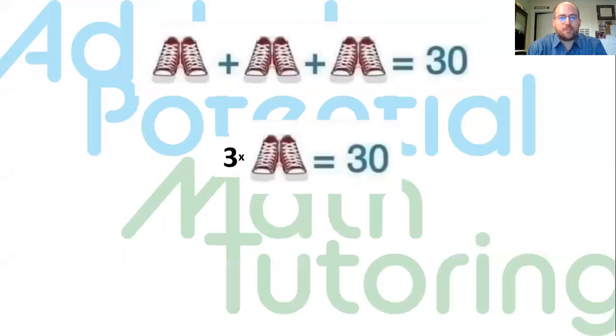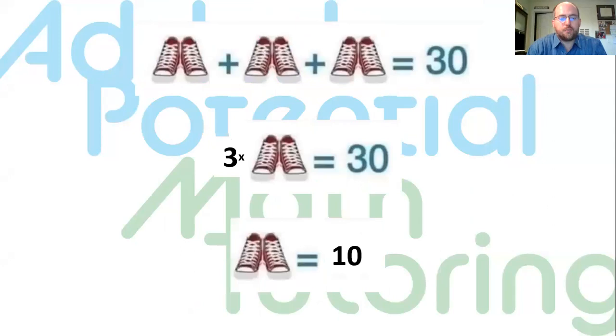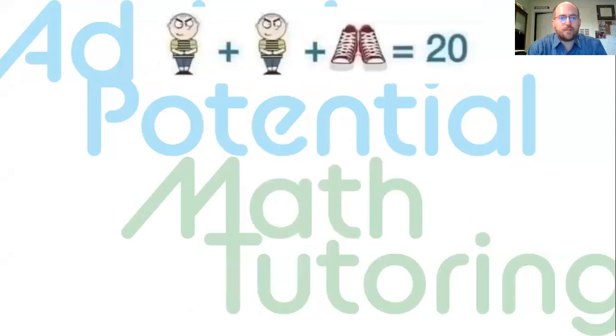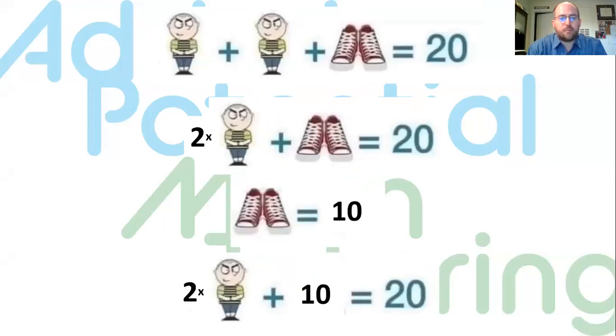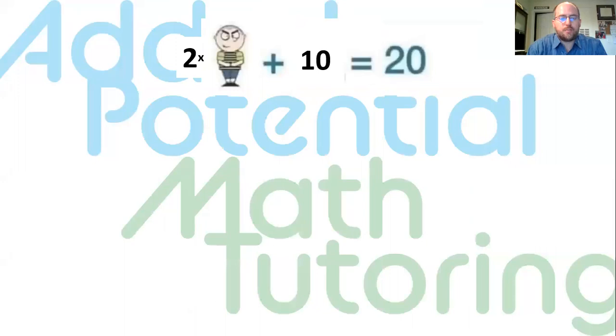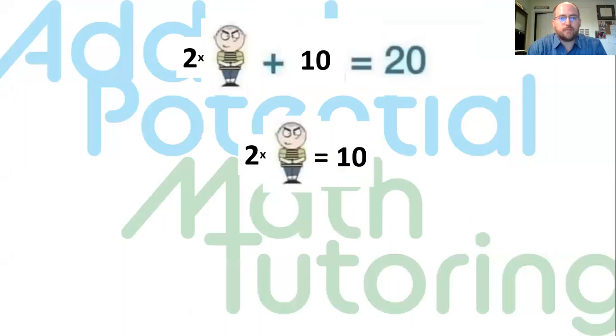So we have 3 pairs of shoes equals 30. Divide both sides by 3, we get pair of shoes equals 10. Let's look at the next equation. We have 2 boys plus a pair of shoes equals 20. We know from the last equation that a pair of shoes equals 10, so we plug that in. We get 2 boys plus 10 equals 20. Subtract 10 from both sides, we get 2 boys equals 10. Divide both sides by 2, we get a boy equals 5.